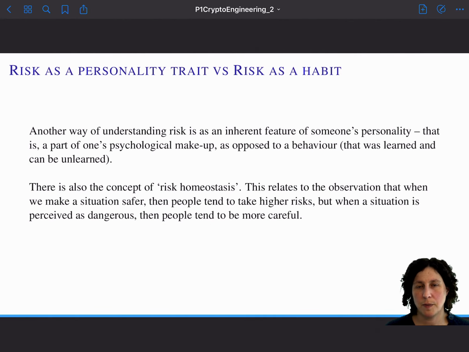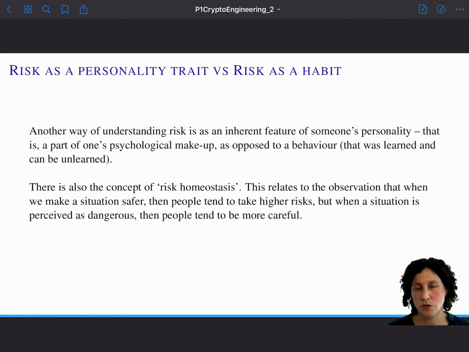Another way of thinking about risk is that perhaps it relates actually to our personality. So it's not just learned behavior, it's sort of more inherent behavior. And in fact, there are even personality tests which try and find out what kind of risk-taking behavior you are more likely to display.